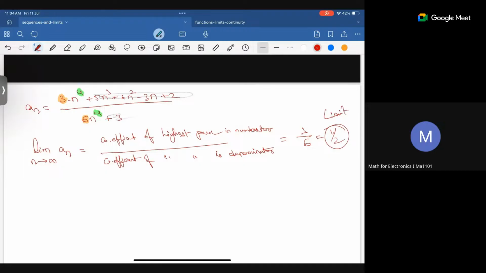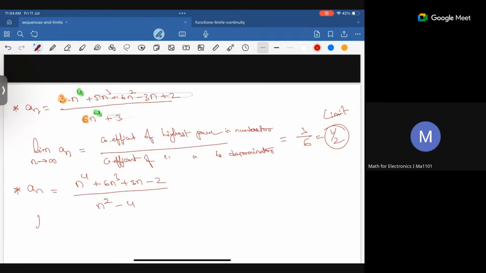Okay. What if? So that is one case. What if a_n is like this: (n^4 + 6n^3 + 3n - 2) divided by (n^2 - 4). The highest power in the numerator is 4, and the highest power in the denominator is 2, and 4 is greater than 2. So your numerator polynomial has higher degree.